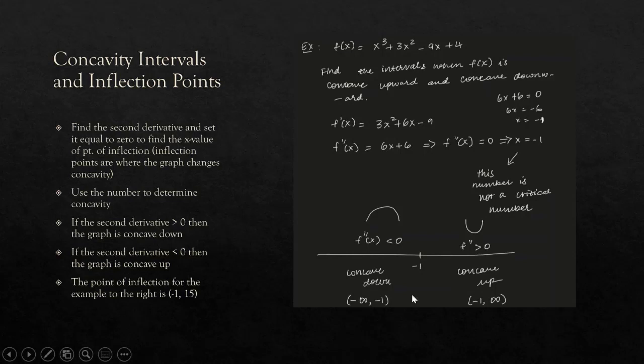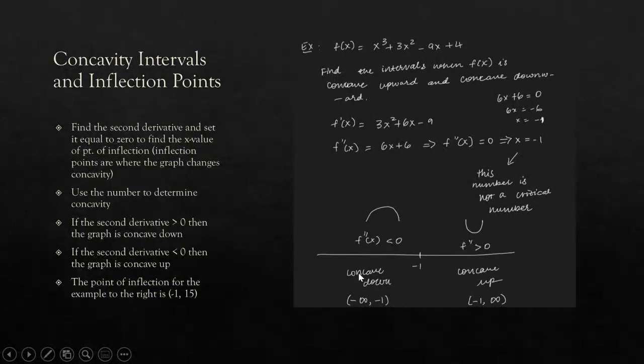Then you would use a number line to determine the concavity. When I'm walking through the example, I will go further into what the number line is. If the second derivative is greater than 0, then the graph is concave down. And if the second derivative is less than 0, then the graph is concave up. So going over the example here on the right.